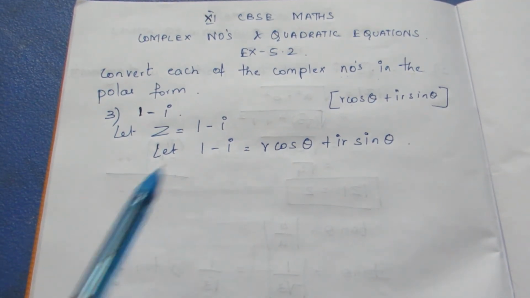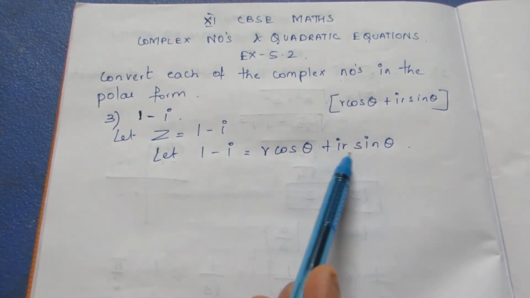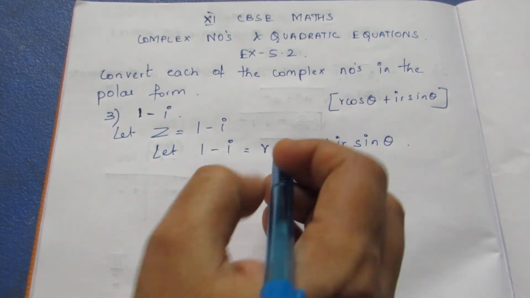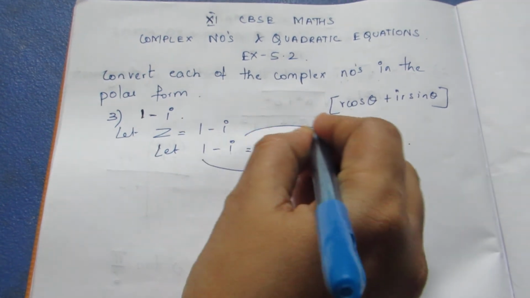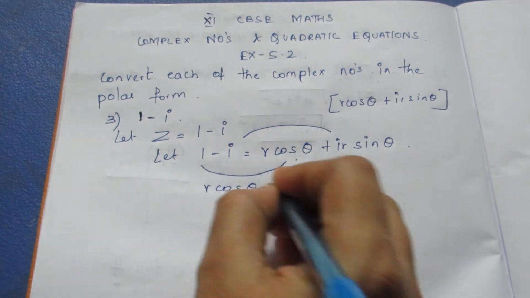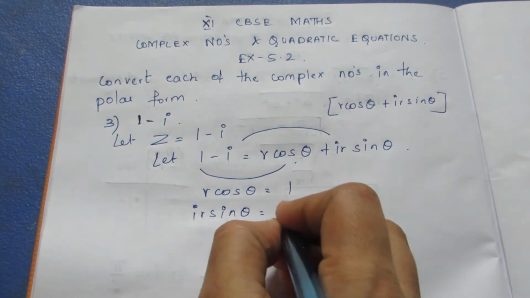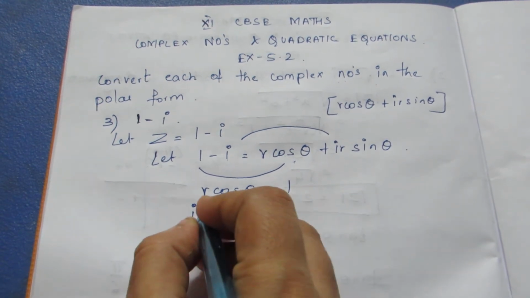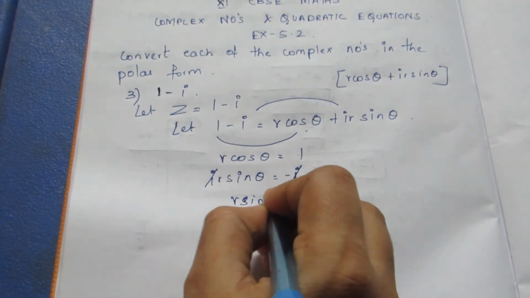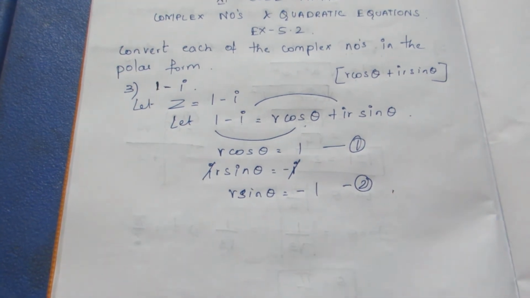Finding r, we have written that 1 minus i is equal to r cos theta plus i r sin theta. Here this is the real part and this will be your imaginary part. Equate separately the real part and the imaginary part. If I equate, I get r cos theta equal to 1 and i r sin theta equal to minus i. The i gets cancelled, so it becomes r sin theta equal to minus 1. Let this be equation 1 and this be equation 2.